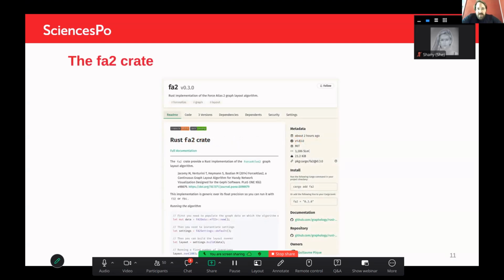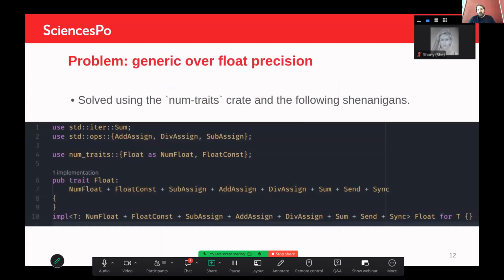So I published a crate, which is called FA2 for ForceAtlas2, that is open source and that everyone can install. And I will try to explain what the challenges were when developing this and re-implementing the algorithm in a low-level language. So the first problem I had was that I wanted the crate to be generic over float precision. So I optimized my code for F32, but I wanted people to be able to run the algorithm in F64 or any kind of precision, really.